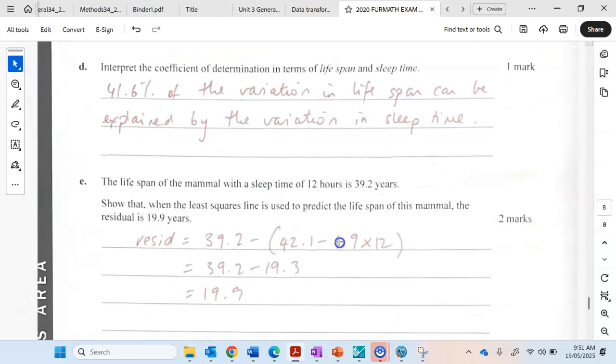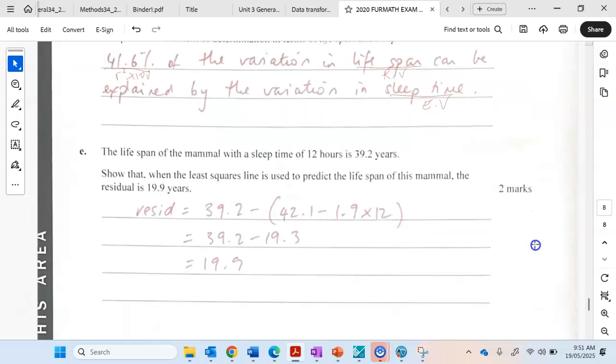All right, interpret the coefficient of determination in terms of lifespan and sleep time. So the interpretation of R squared should also be in your bound reference. And again, you're just replacing numbers. So we always do it as a percentage. So your R squared value times it by 100 to turn it into a percentage. And then we've got of the variation in your RV can be explained by the variation in your EV. So just 3 things you need to fill in for that sentence. All right, so pretty straightforward.